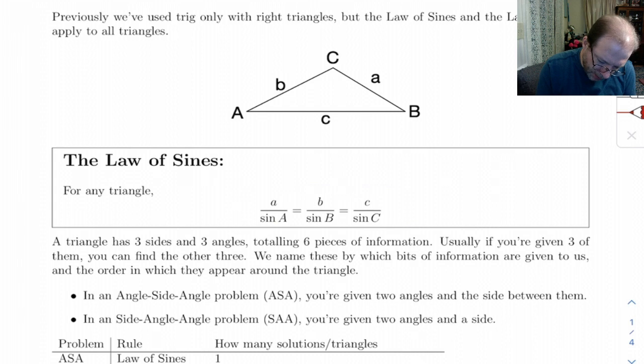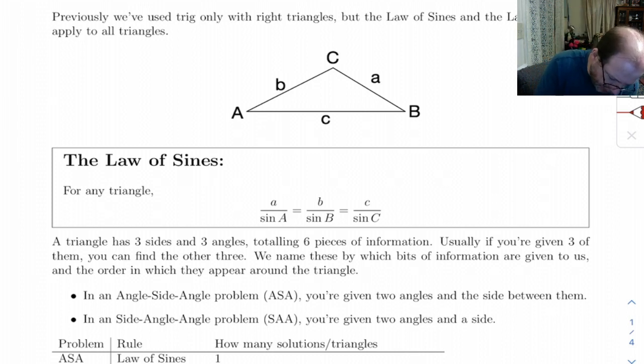All right, let's talk about solving a triangle. A triangle has three sides and three angles. That's obvious, but that's 6 pieces of information. And usually, if you're given 3 of those pieces of information, that's enough for you to be able to figure out the other 3. And so we classify these types of problems by which 3 pieces of information you're given, and also by the order in which it's given to us. And here's what I mean.